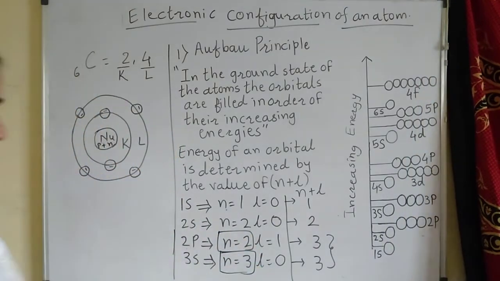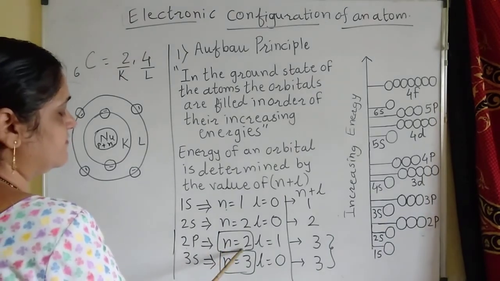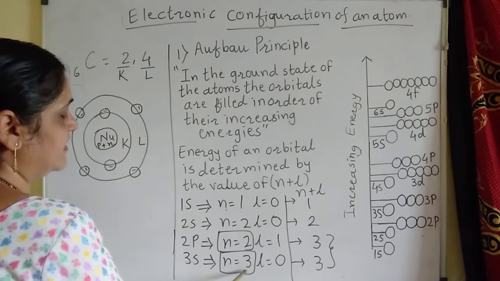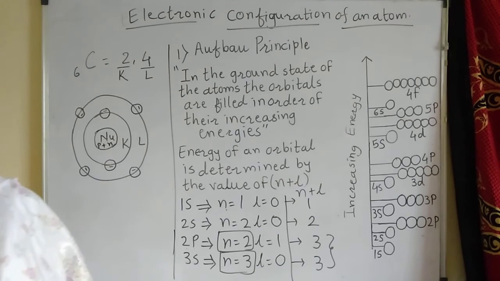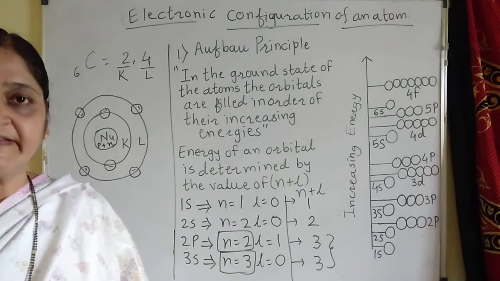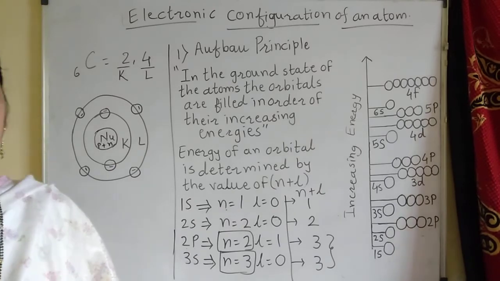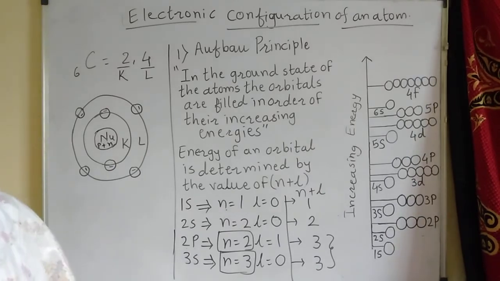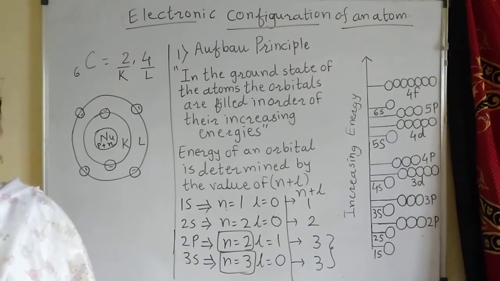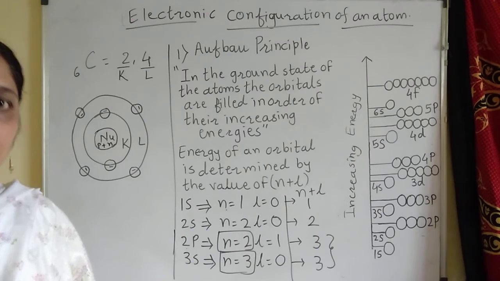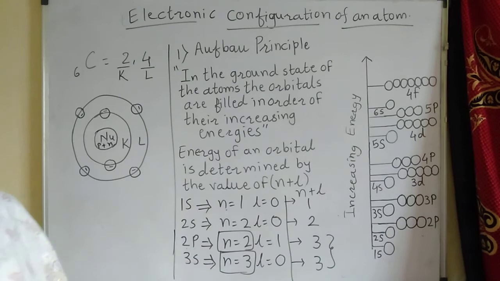Now 2p has n equal to 2, and 3s has n equal to 3. You already know the principal quantum number sequence of energy, that 1 is less than 2 is less than 3, meaning the second shell has lower energy as compared to the third shell. So whichever orbital has the lower value of principal quantum number will be filled first. Therefore, the 2p orbital will be filled first and then the 3s orbital will be filled.